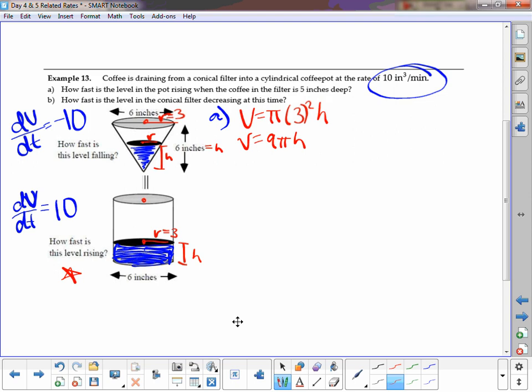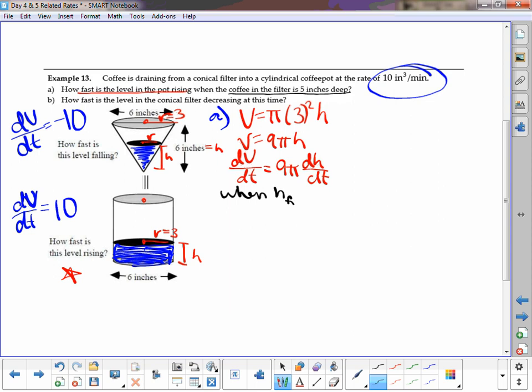Okay. And we need to find how fast the level in the pot is rising, so we're looking for dh/dt. Let's go into our derivative. dV/dt equals 9 pi dh/dt. And so now we want to know this when the coffee in the filter is 5 inches deep. This is with the coffee in the filter, so that's when our h from the filter equals 5. Well, take a look at my volume equation here. Do I have any variables other than my rates? No. So it doesn't really matter how high or low my coffee is up here. My rate of change is going to be the same because it only depends upon the rate of change of my volume. So this actually didn't make any difference for us.